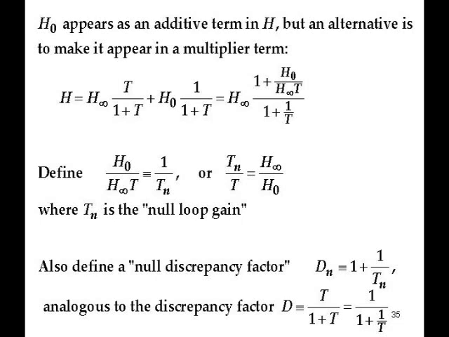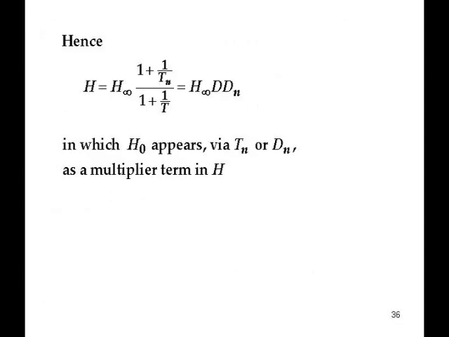And correspondingly, you can define a Dn as well, which is a null discrepancy factor. So when you use the Tn instead of the H0, this is the expression that you get. H infinity is what it was before. The denominator is 1 plus 1 over T as it was before, but you have a new term in the numerator now, and it's in the form of a multiplier Dn instead of the added term H0. You see the format now matches completely what the extra element theorem format was. So we're getting closer to that now.